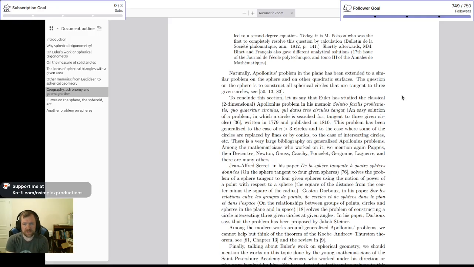This problem was generalized to the case of n greater than 3 circles, and to the case where some of the circles are replaced by lines or conics, to the case of intersecting circles, etc. There is a very large bibliography on generalized Apollonius problems. Among the mathematicians who worked on it, we mention again Pappus, Descartes, Newton, Gauss, Cauchy, Poncelet, Gergonne, Laguerre, and many others.